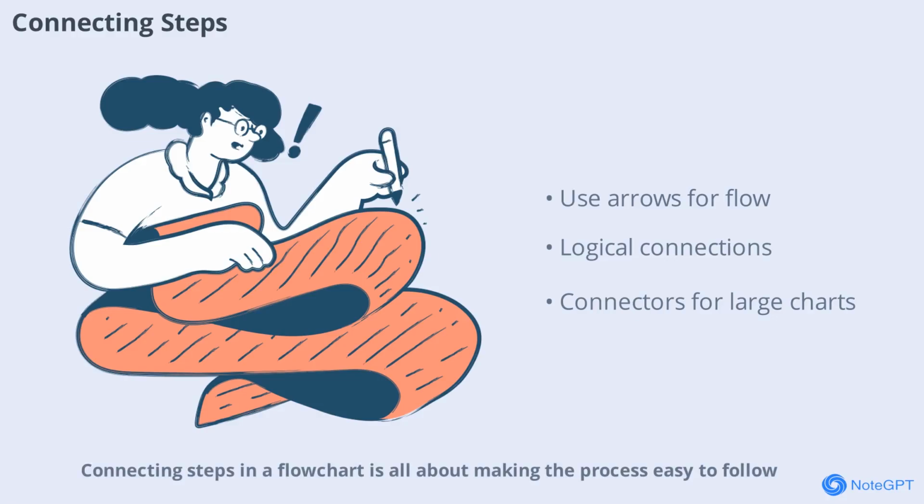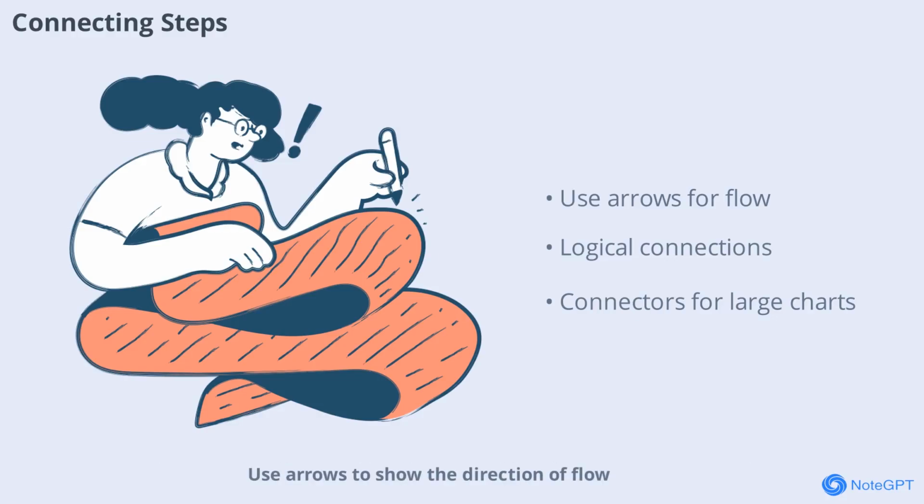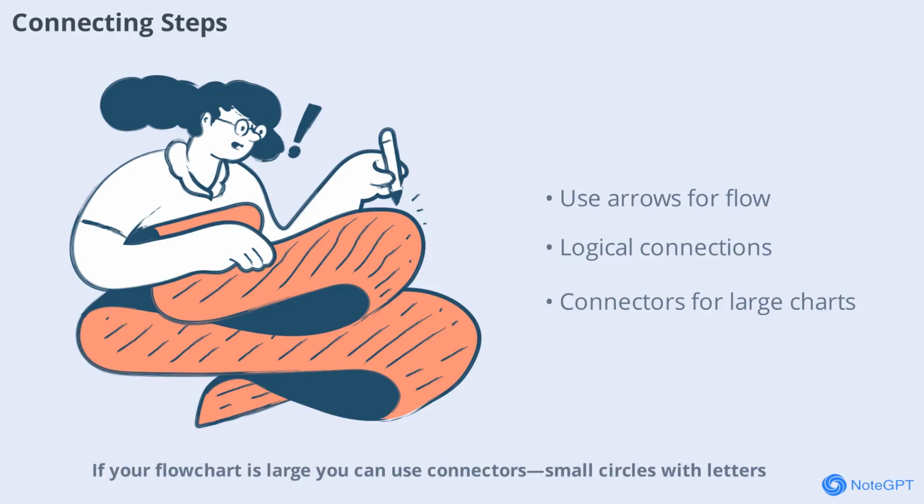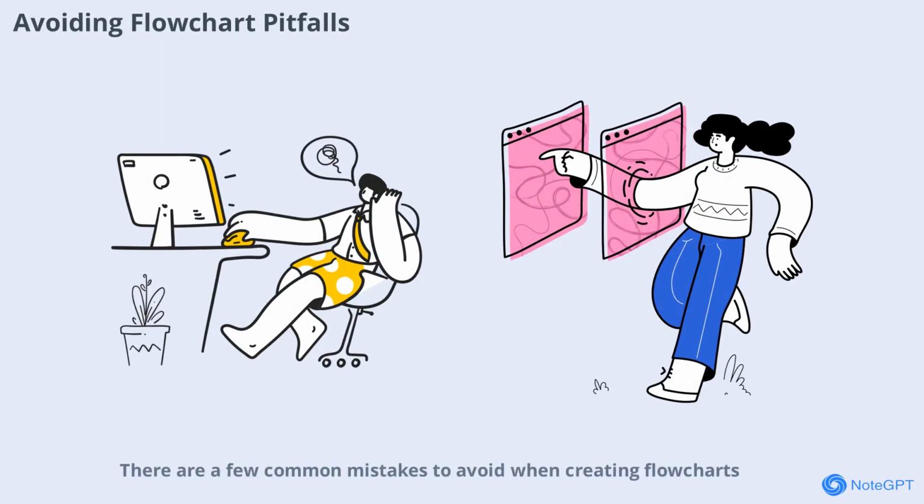Connecting steps in a flowchart is all about making the process easy to follow. Use arrows to show the direction of flow and make sure each step connects logically to the next. If your flowchart is large, you can use connectors, small circles with letters or numbers, to link different parts of the chart. There are a few common mistakes to avoid when creating flowcharts.